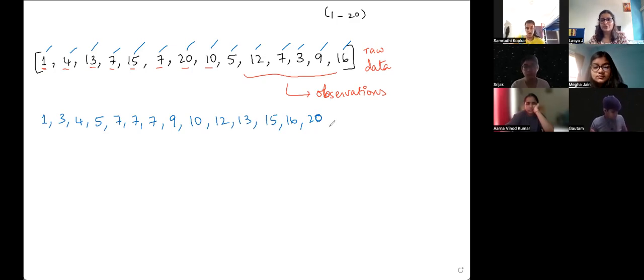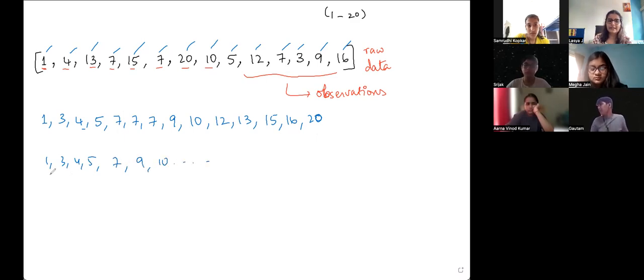Now it's not raw anymore. We can do some more organization. Like we took 2 minutes to organize and figure all this out, right? There are 2 ways of organizing it further. One, 7 has occurred 3 times, right? So I can just put unique observations like 1, 3, 4, 5, 7, 9, 10, and then list them out. And then I can put frequency against each one. All of these are 1 time. 7 I got 3 times.